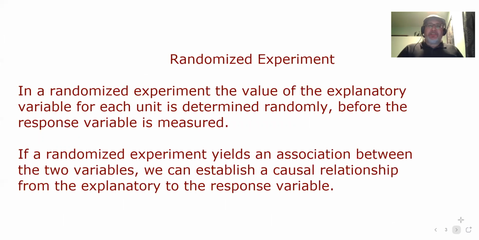So what is a randomized experiment? Well, in a randomized experiment, the values of the explanatory variable for each unit is determined randomly before the response variable is measured. If a randomized experiment yields an association between the two variables, we can establish a causal relationship from the explanatory to the response variable. So you have to jump through a lot of hoops to establish causality. You only have to look to establish an association.